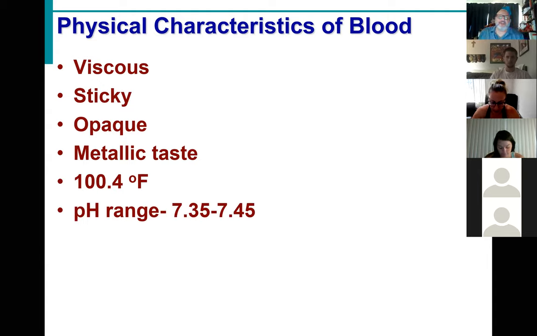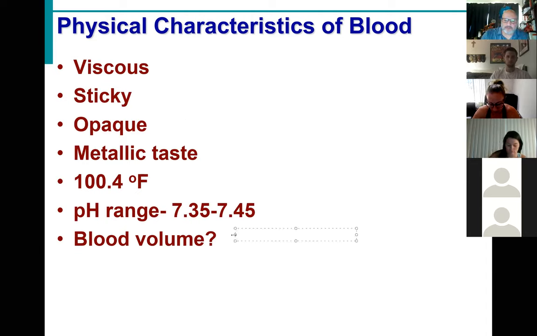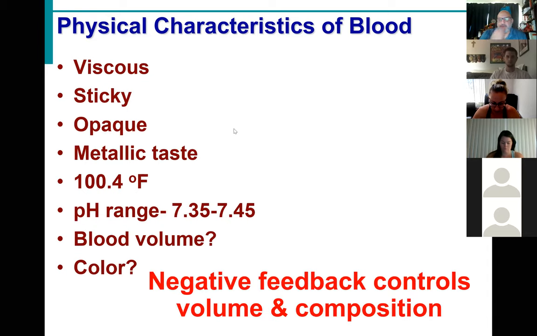Relatively neutral pH. pH is typically between 7.35 and 7.45, a very narrow range. And like we said, a typical person has a little bit over 5 liters of blood in their body. All right. Questions on that? And we just did the color, so we don't have to do that again. Perfect. Excellent. These conditions are primarily maintained by very negative feedback controls to maintain the overall volume and the composition of the blood. Because, like I said, it has such a huge influence on our tissues and how our tissues function.